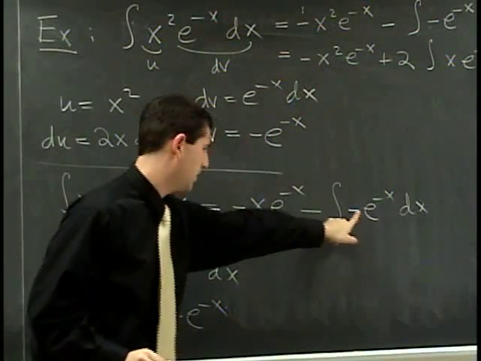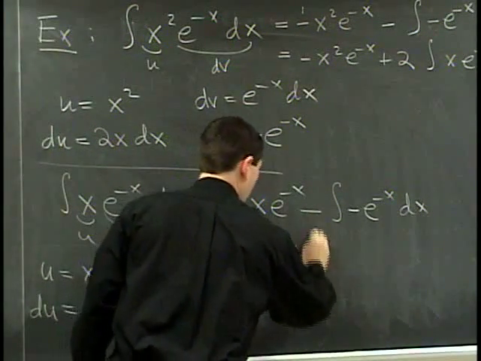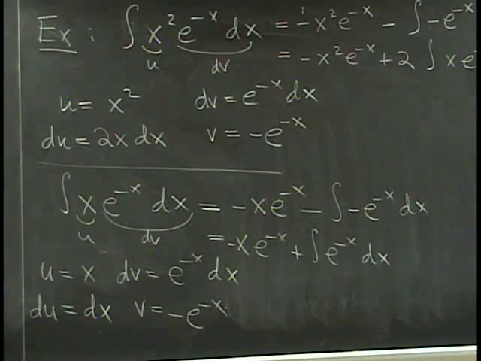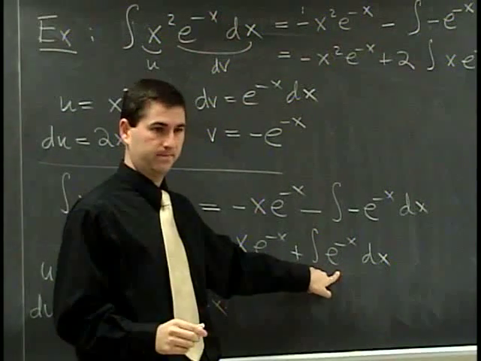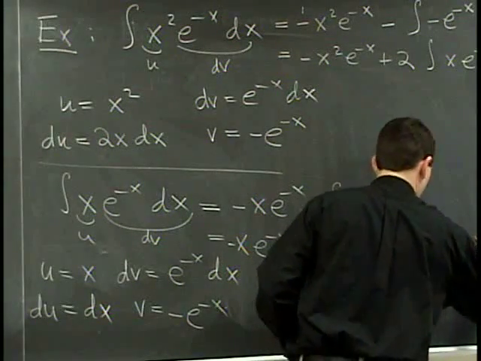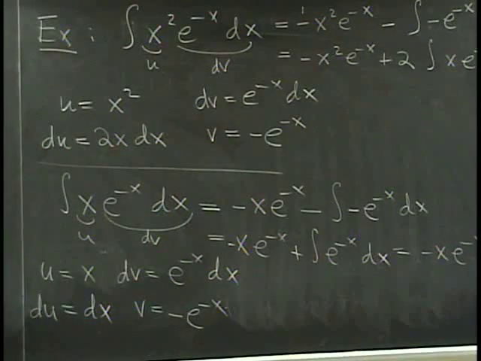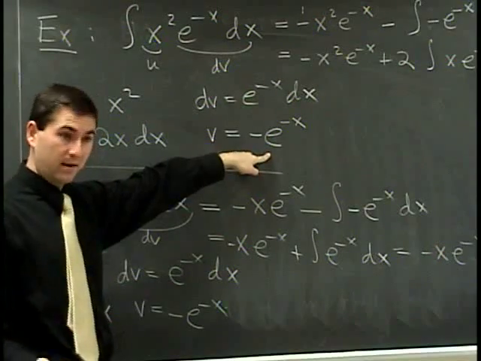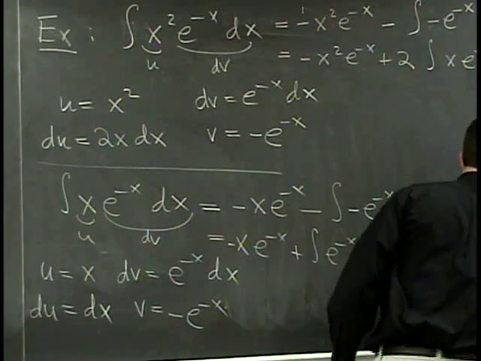Okay, I have a minus, which I can pull out, make that into a plus. And we got exactly what we'd hoped for. We've reduced this problem to now an integral, which is just e to the minus x. So we get minus x e to the minus x. And what is the integral of e to the minus x? It's actually the same thing we've done over here. Minus e to the minus x, and of course, plus c.